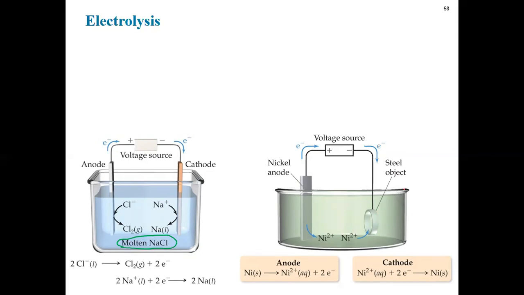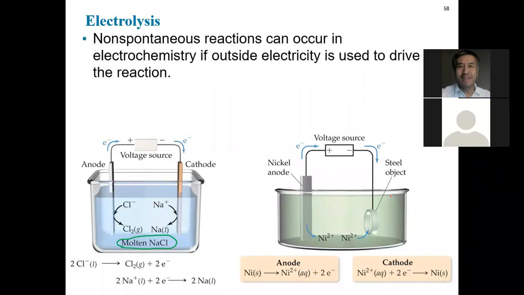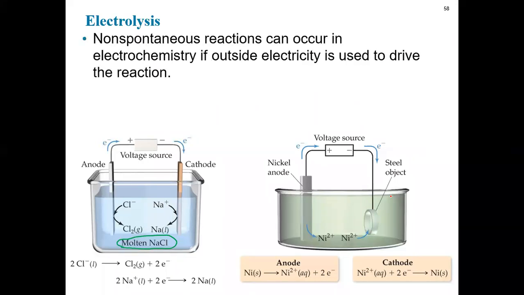So you use nickel metal on the anode to oxidize nickel, so the nickel ions migrate. Then a battery gives electrons to the object, so the nickel ions gain electrons, are reduced, and coat that object. So those electrolyses usually are non-spontaneous reactions, and they can occur if you use electricity to drive them.